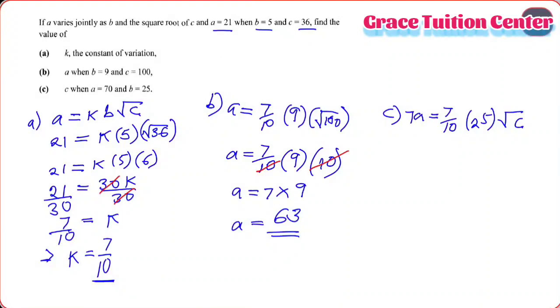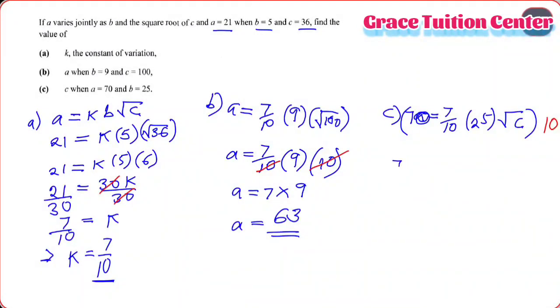We are told that a is what? 70. Instead of putting a, let's put 70 there. Okay, very good. So now to get the value of c here, we'll have to move things a little bit. So what I'll do is I'll multiply through by 10. If I multiply both sides by 10, it will allow me to cancel out this 10. So I'll kill the fraction. It will be easier for me to handle the question that way.